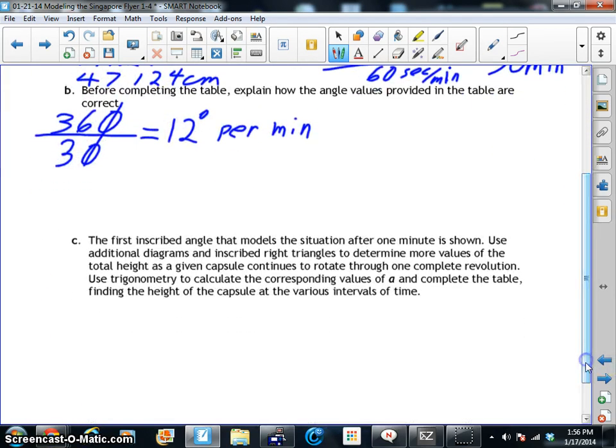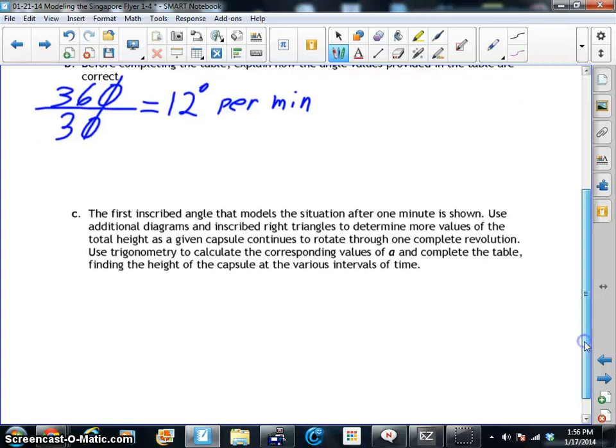On the next one, it says the first inscribed angle that models the situation after 1 minute is shown. So I'll show you that right now. Use additional diagrams and inscribed right triangles to determine more values of the given height. And we're going to have to do this for the adjacent side of the triangle. So we're going to be using a little bit of trigonometry. That lovely word you guys remember.